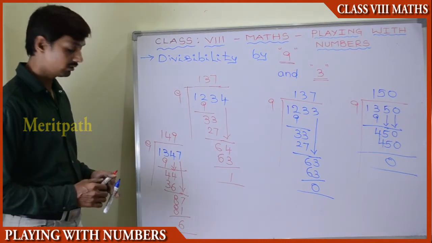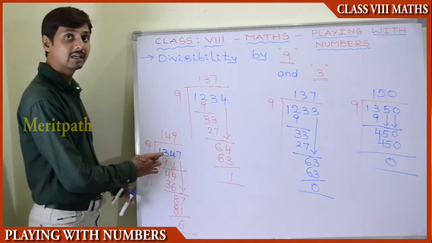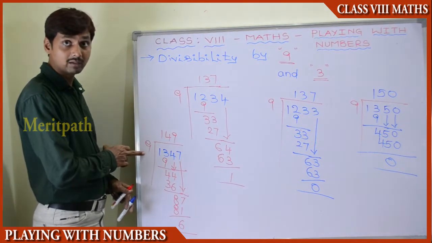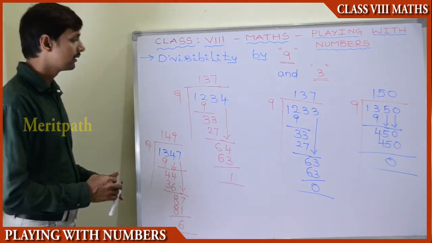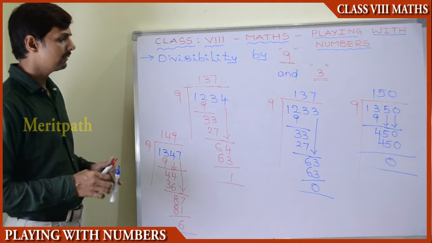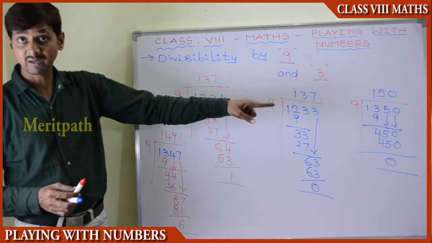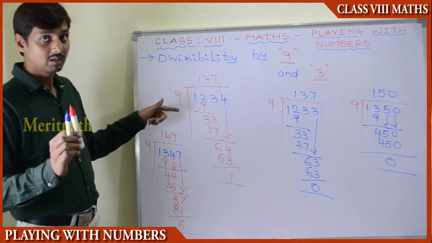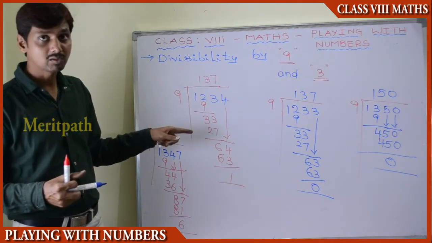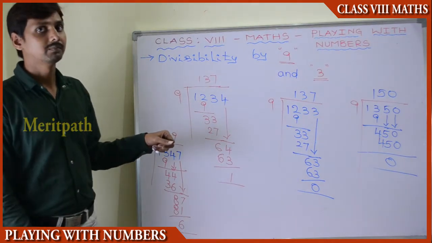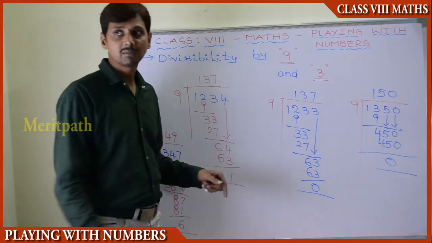So what we understood? This is 1347. It's not divisible by 9 because 6 is the remainder. So let's see what the concept is. Some of the numbers are divisible by 9, and some numbers are not divisible by 9. So let's see what is the concept behind it.